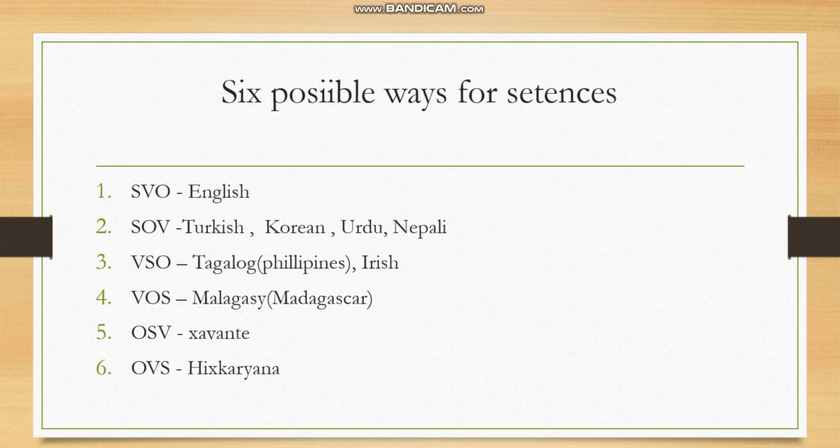So there are six possible orders for sentences. SVO is subject, verb, object: English. And subject, object, verb: Turkish, Korean, Nepali, Urdu. These cover 90% of all the languages, and other combinations are also possible, but they are used rarely. So VSO, verb, subject, object, is used in Irish; VOS in Malagasy, Madagascar; OSV also exists.